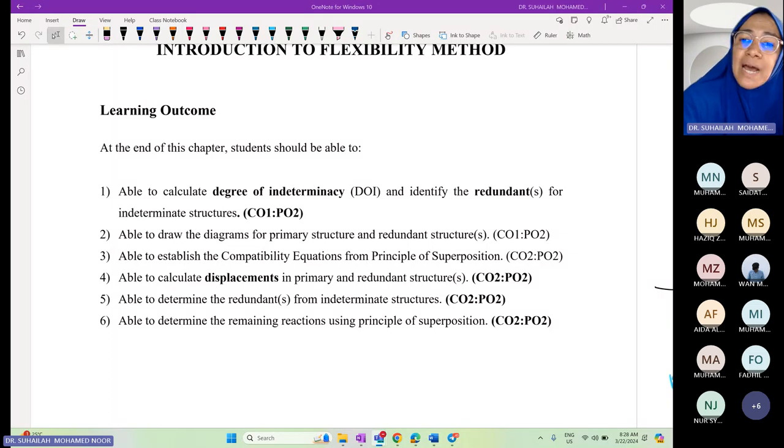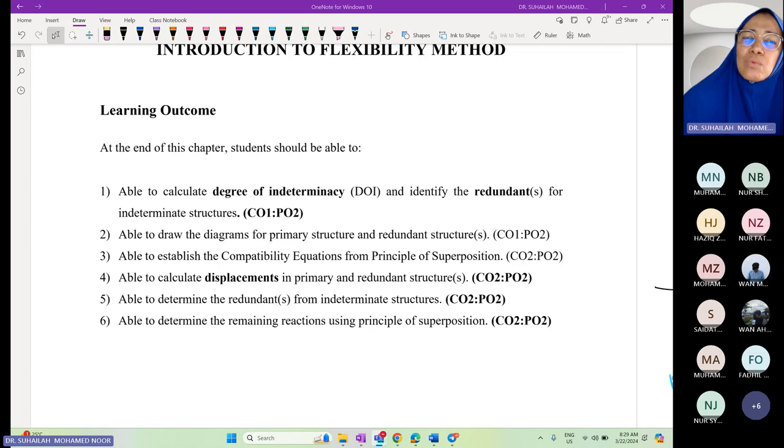Okay, so previously under solid static, solid mechanic, for determinate structure, you only deal with a degree of indeterminacy which is equal to zero. Remember? Up to 424, you still analyze all types of structure whenever DOI is equal to zero. So DOI equal to zero is a determinate structure.